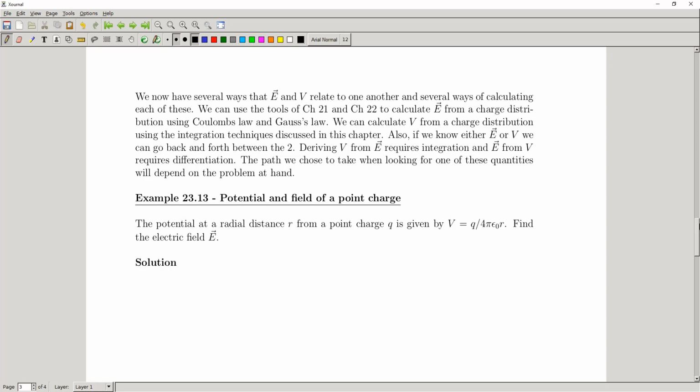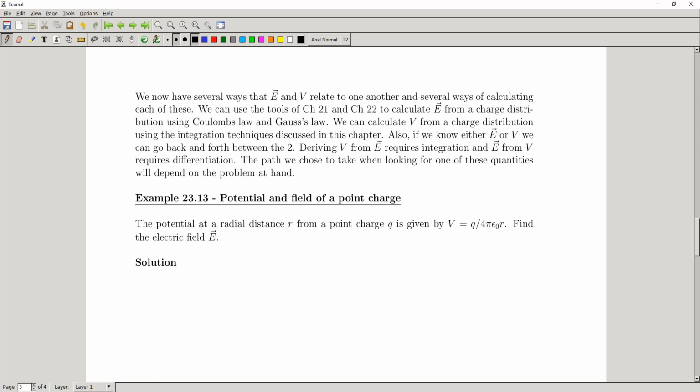In chapter 21, our first module, and chapter 22, our second module, we looked at Coulomb's law and Gauss's law, and we found how we can calculate E from charge distributions. We also saw in the beginning of this chapter how we can calculate V from charge distributions. So we've seen how we can calculate E and V both from charge distributions if that's all we have. We've also seen how we can relate E to V and V to E, so we can go back and forth between the two of them.